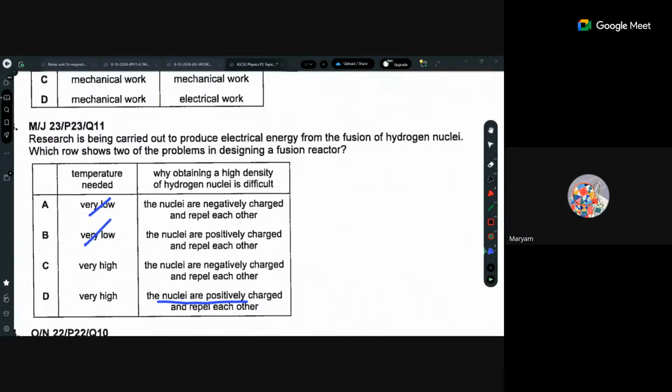Okay, is it clear to you? Okay. So how would they be ionized again?